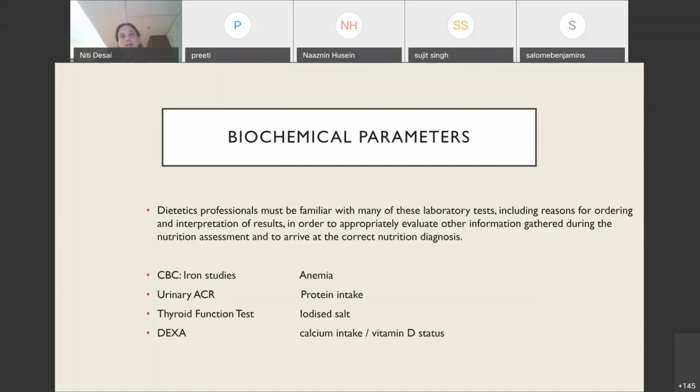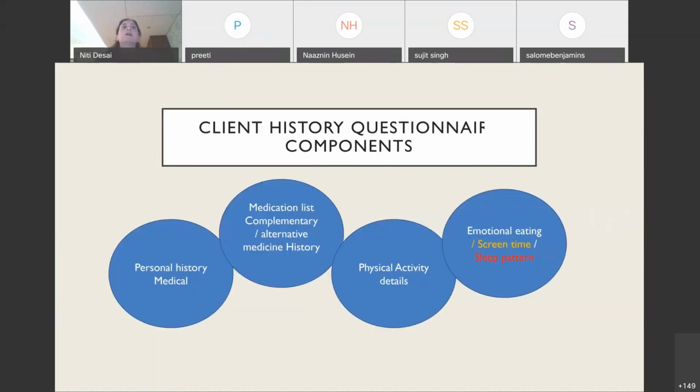DEXA, again, one should be able to read that. And if we know that it is borderline, there is osteopenia, then again, we will have to relook and get a detailed history on the calcium intake, and maybe also explore the vitamin D status, whether it has been checked, whether it will need to be checked, and things like that. The C of it, instead of clinical history, now it is client history.